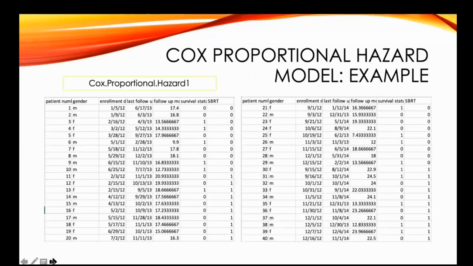So here is the data set we're going to use for analysis. This is the Cox proportional hazard model. For this, we need to have the follow-up time in months, their survival status, the SBRT status, and then we're also going to add the covariate of gender, but theoretically you could add as many covariates as you wanted to look at.